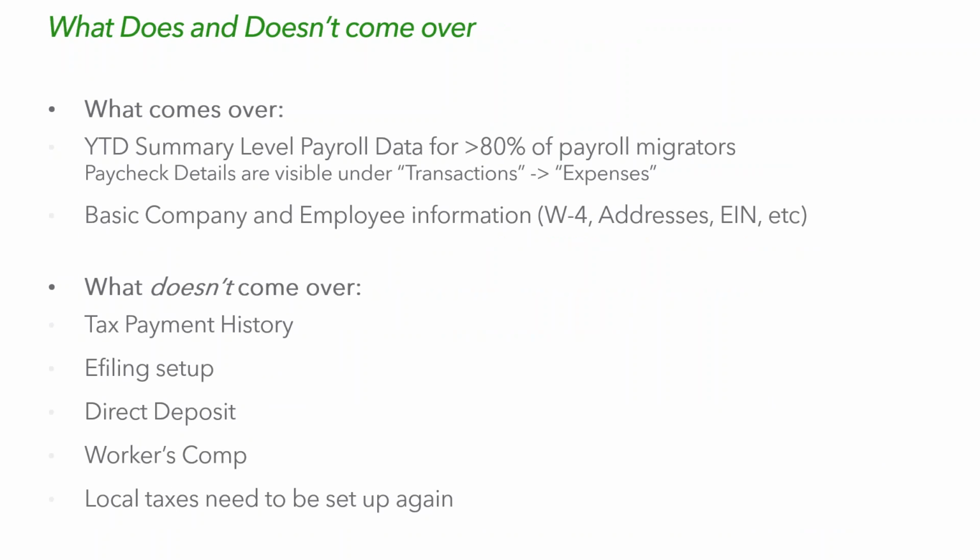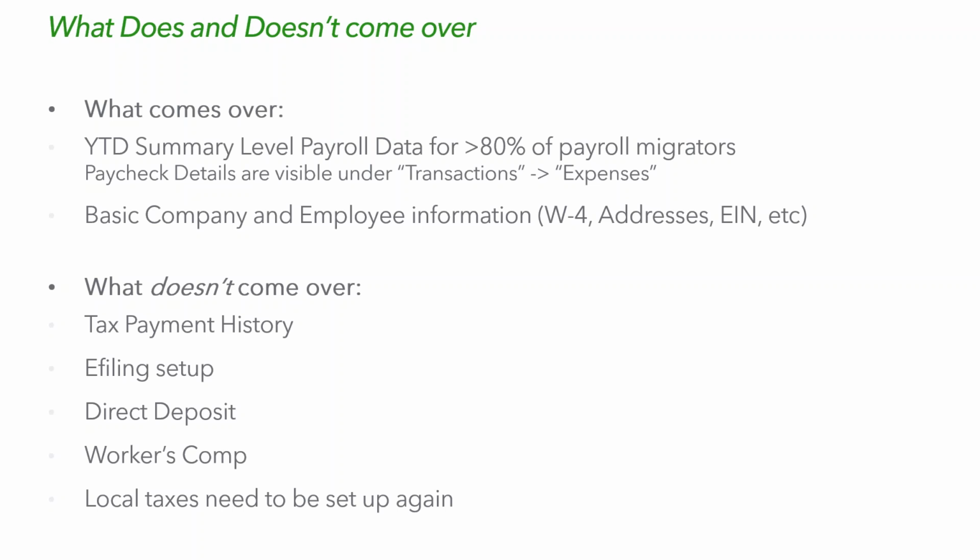So now again, what does come over? The year-to-date summary level payroll data does come over for most people. Over 80% of the time the data will come over. The paycheck details for all past paychecks are still accessible under the Transactions tab and then clicking on Expenses. They are just not within the payroll section. So it's going to be a little bit harder to view and a little bit different, but they are still there. As for the year-to-date summary level data, basically the system takes all the individual paychecks and boils them down to a single paycheck per employee. So that's going to be the year-to-date summary.